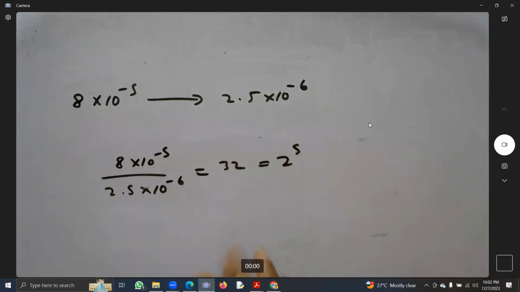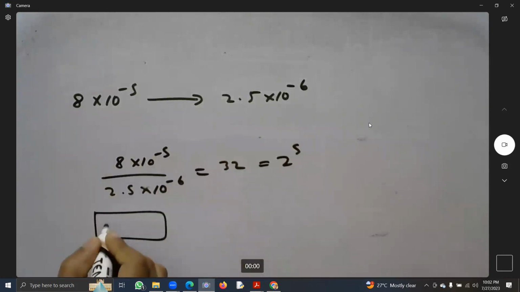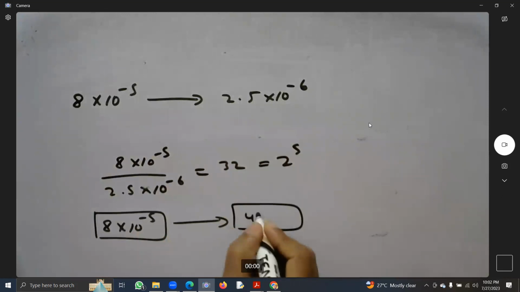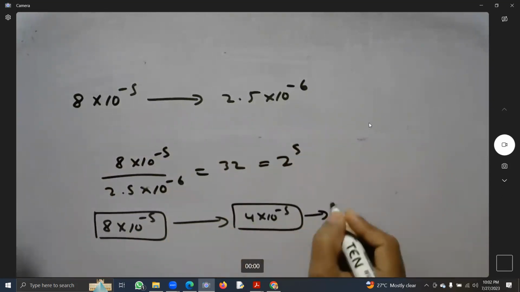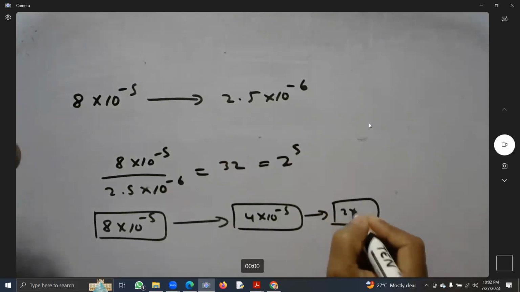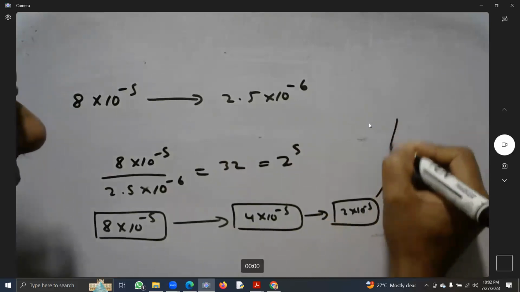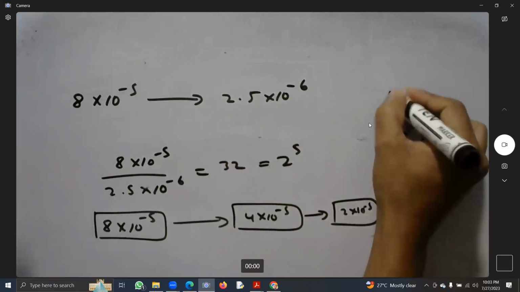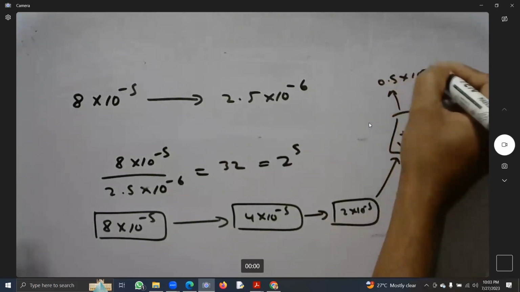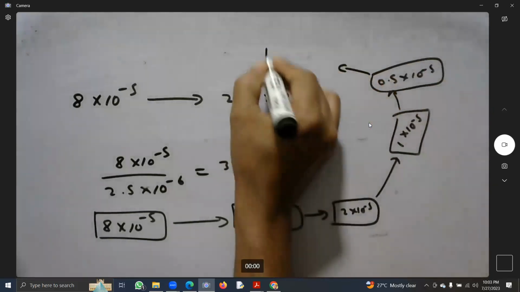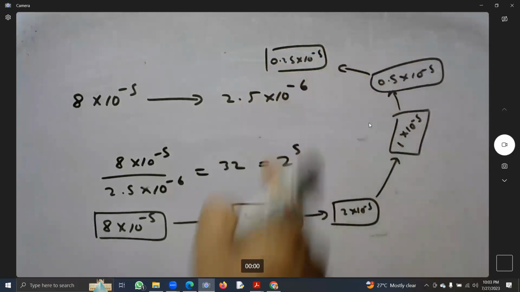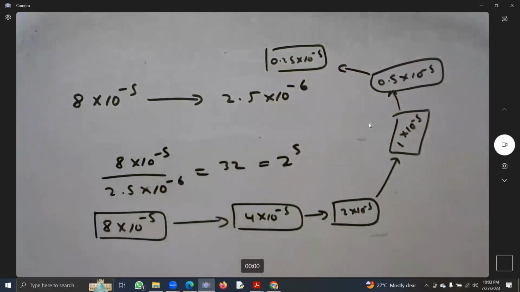Now, if you use the arrow diagram, it will take some time, but we can do it if you want. This is 18 × 10^-5. If I divide it by 2, how much? 9 × 10^-5. Then you get 4.5 × 10^-5, then 2.25 × 10^-5, then 1.125 × 10^-5, then 0.5625 × 10^-5, and 0.28 × 10^-5. This way is easier.